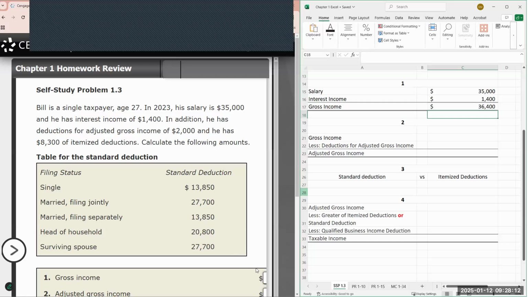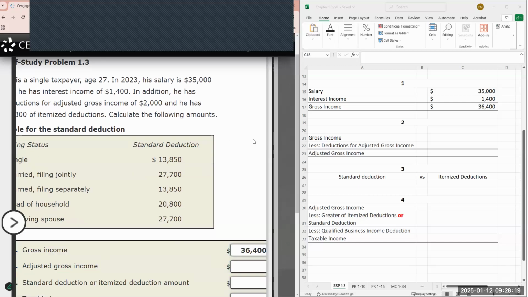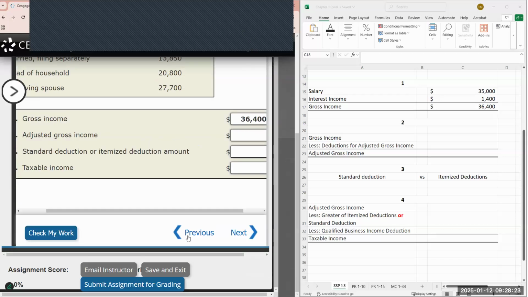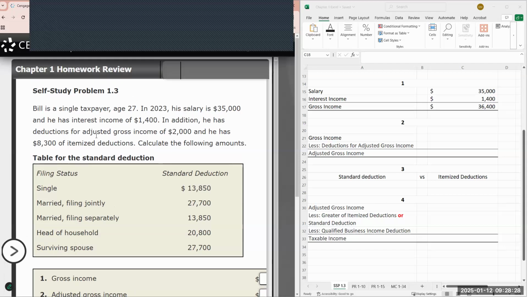So we have gross income of $36,400. And now the next part of the question is asking us to calculate the adjusted gross income. As it relates to the adjusted gross income, it lets us know that he has deductions for adjusted gross income of $2,000. So we bring down our gross income, and from there, we factor in the deductions for adjusted gross income. We get the sum, $36,400 minus $2,000.